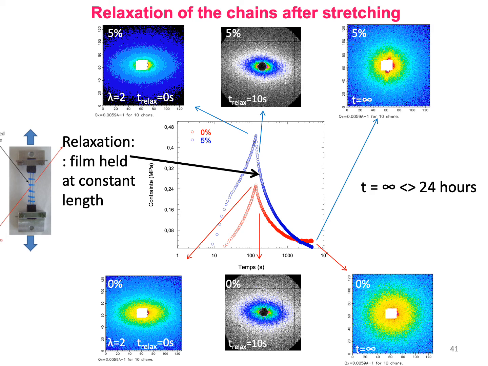We wait until 24 hours, and you see that the final result of the deformation and relaxation on the chain conformation is the isotropy on the bottom for the 0% silica fraction, but also on the top for the 5% silica fraction. There is actually a bit of strange shape there, so it's not perfectly relaxed, but it's very close to being relaxed.